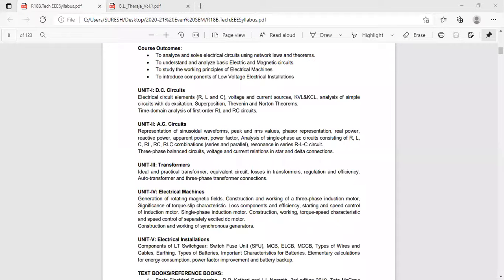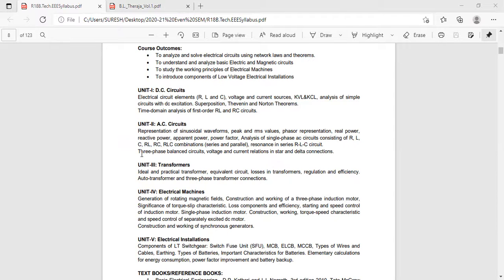This is the last topic in your second unit: three-phase balanced circuits. In your syllabus, you are having balanced circuits, there are no unbalanced circuits. Voltage and current relations in star and delta connections. In three-phase, we are having two types of connections: one is star connection and the other is delta connection.